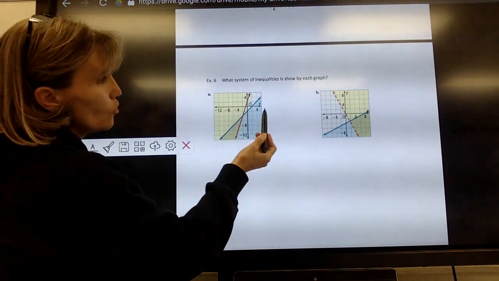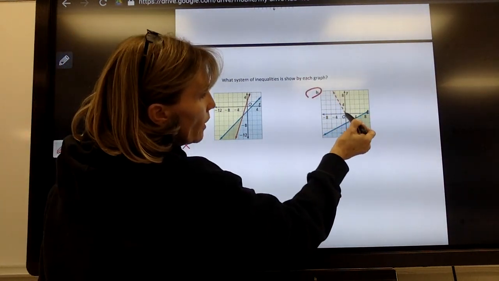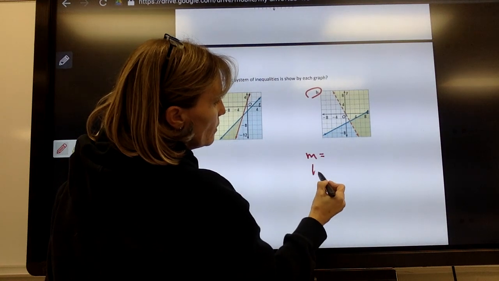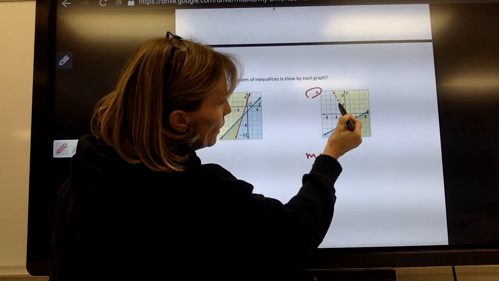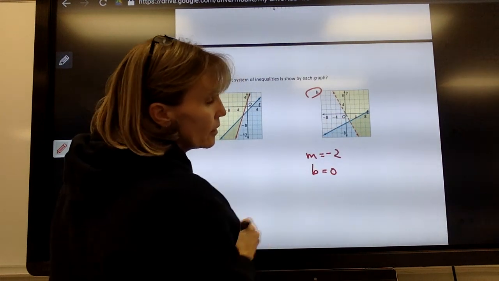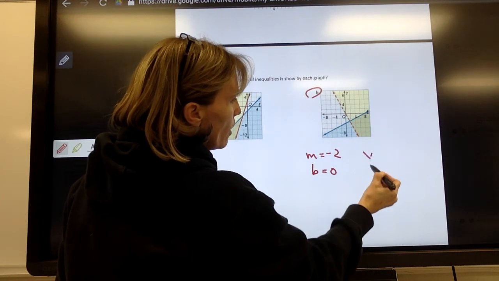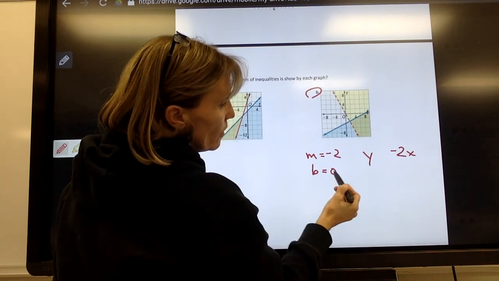Okay, so I'm just going to do one of these for you. I'm going to do B here. I've got this broken line right here that goes through 0, so that means that you have a b value of 0 for that one. And the slope, you're going up 2 and left 1, up 2 and left 1. That would be a -2. So I would say y equals -2x, and there's no b value, it's 0.